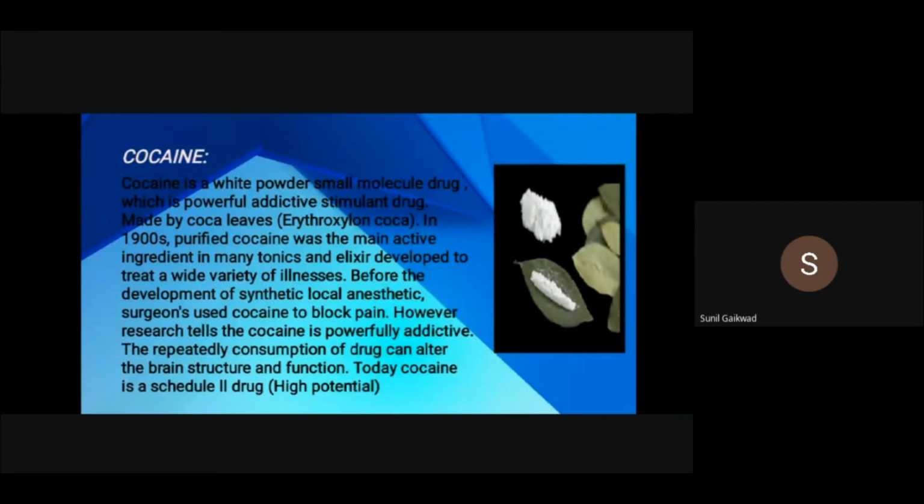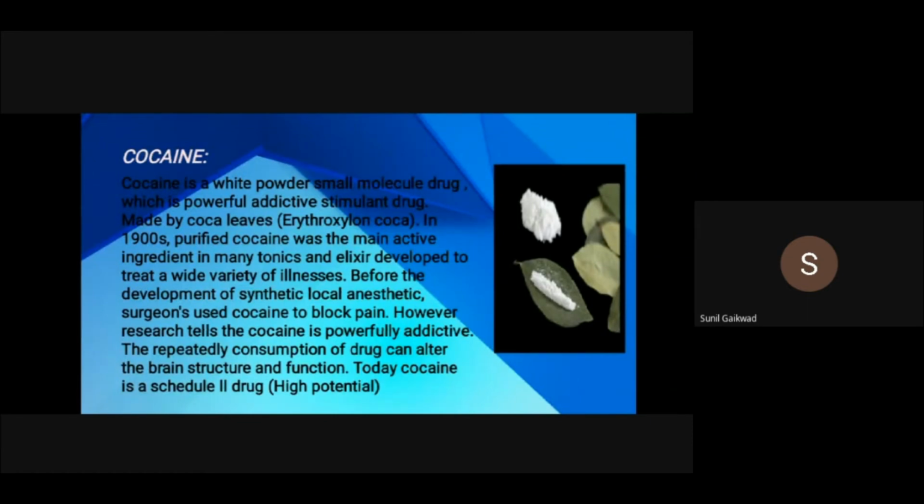Cocaine is a white, small molecule drug, which is a powerful, addictive stimulant drug made from coca leaves, also called Erythroxylum coca. In 1900, purified cocaine was the main active ingredient in many tonics and elixirs developed to treat a wide variety of illnesses. Before the development of synthetic local anesthetics, surgeons used cocaine to block pain.